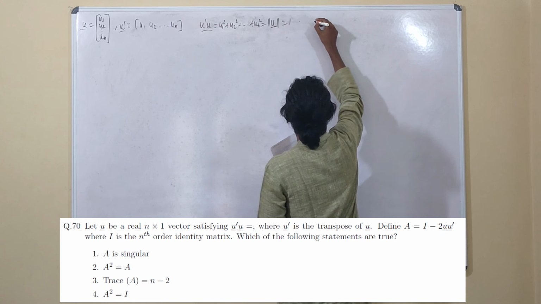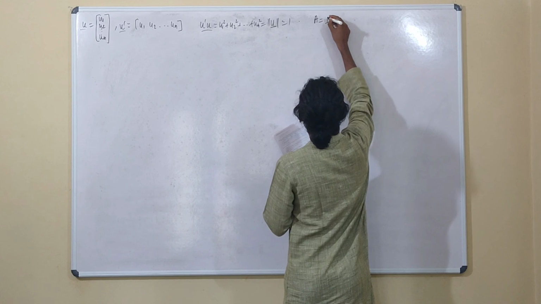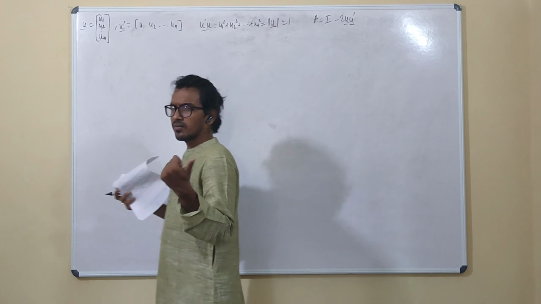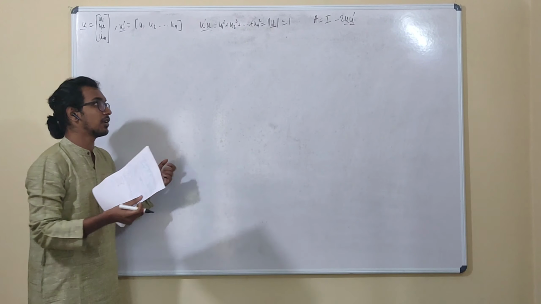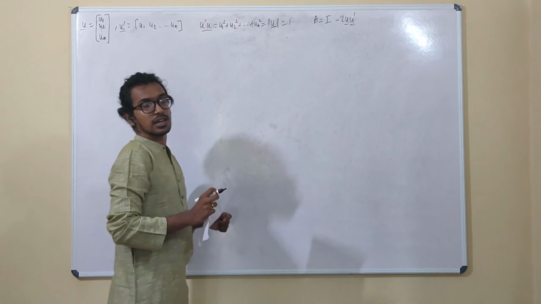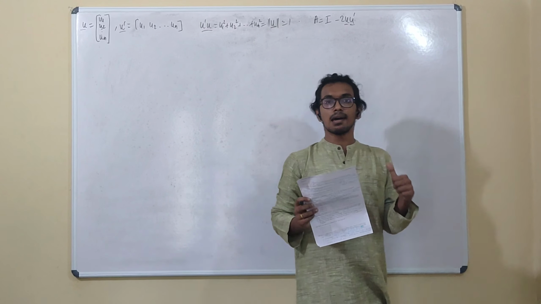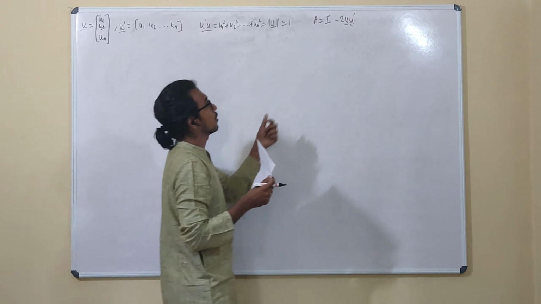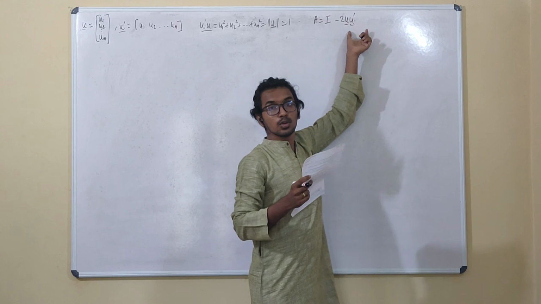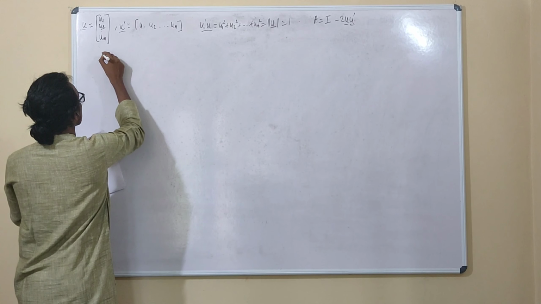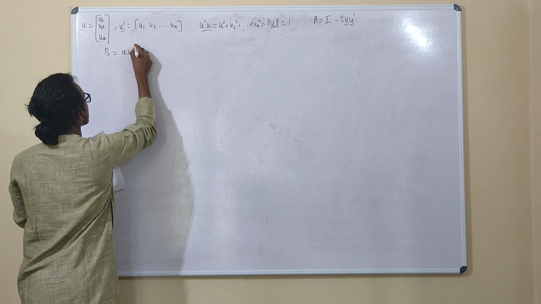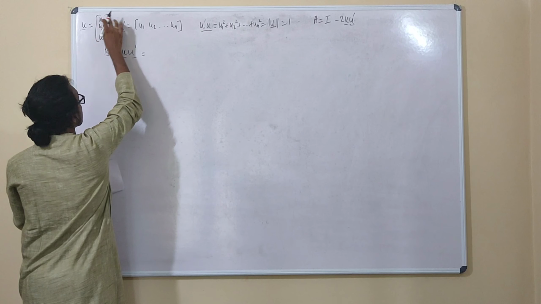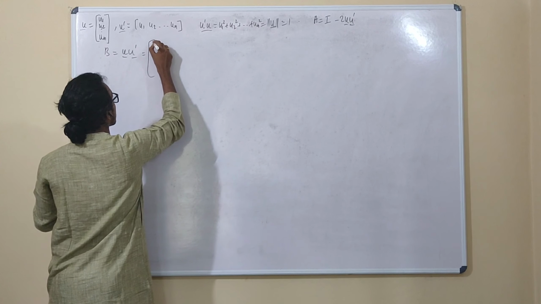And we are defining the matrix A to be equal to identity minus 2U U prime. And we know that I is the identity matrix of order n and all those things, with which we will have to examine which of the following statements are true. So first of all, let us calculate what is the matrix U U prime. Let us call that matrix B, that is U U prime. So you have to multiply this with this one. So what are you going to get?